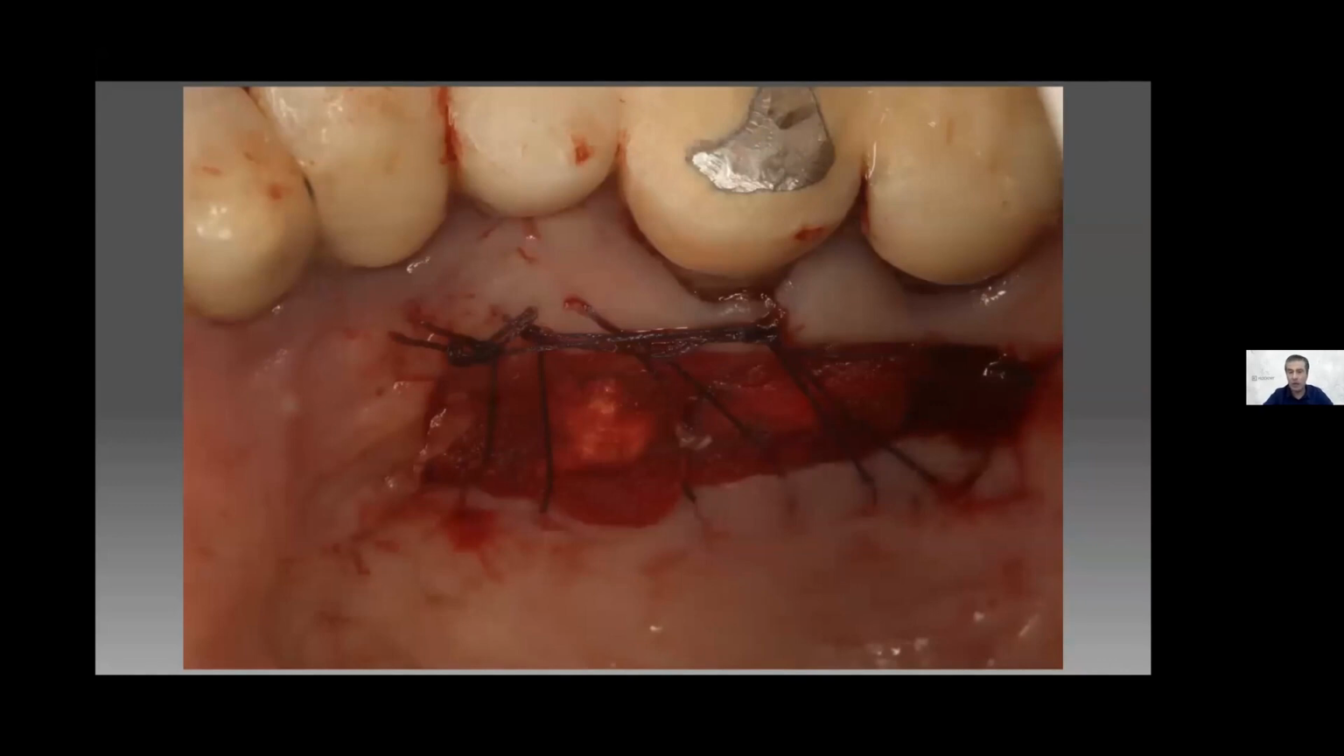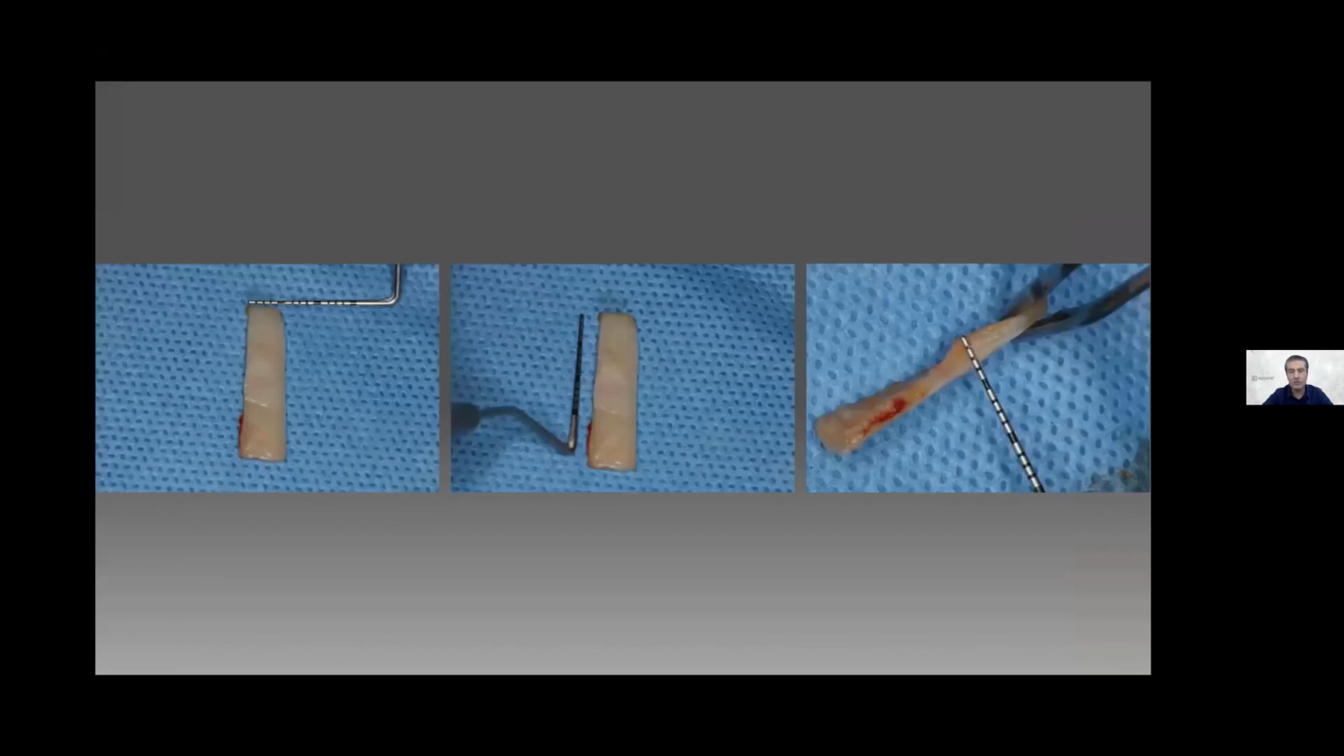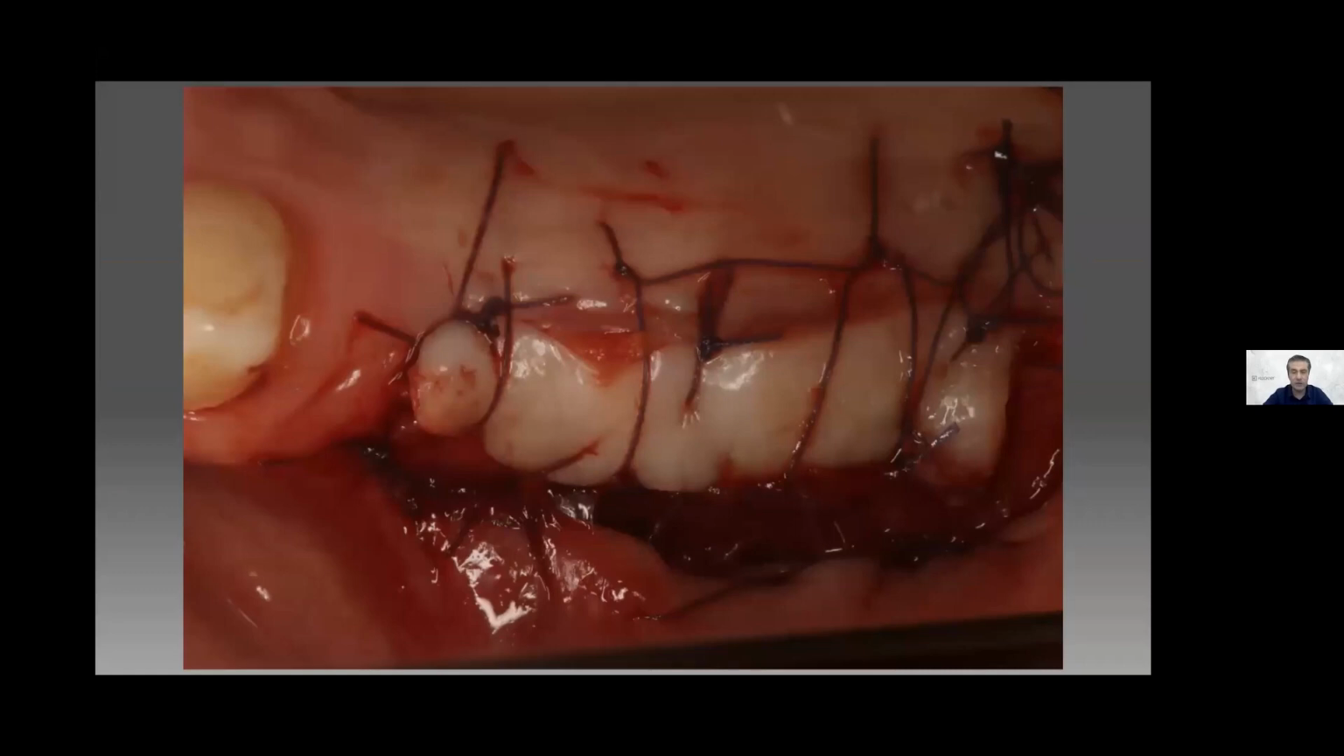All the time we have to suture, and we have to put something inside. We put gel foam here to arrest the bleeding, and we should tell the patient to wear the gouttière during these 15 days. And this is the free gingival graft after suturing.